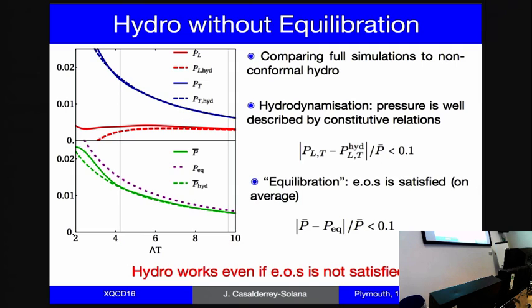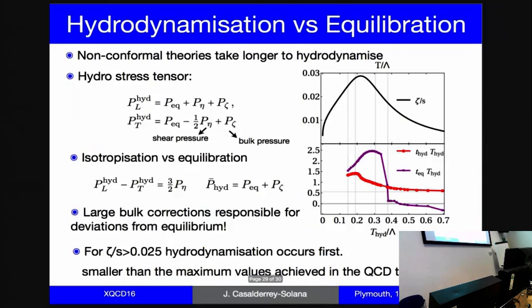However, the average pressure here deviates from the equilibrium pressure by a significant amount, in this case 20%, even though the hydrodynamics is working very well. So hydrodynamics is describing the system even when the system is not equilibrated, when there is a significant deviation from the average pressure.